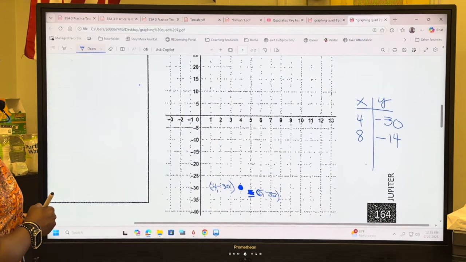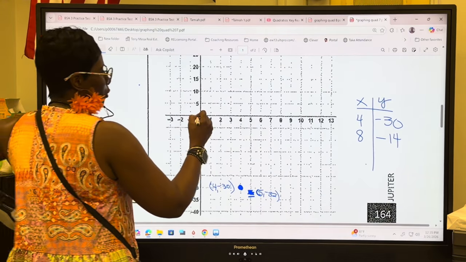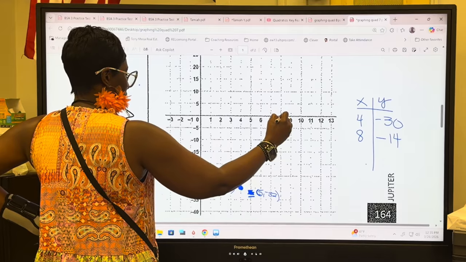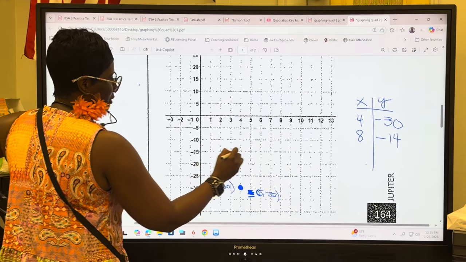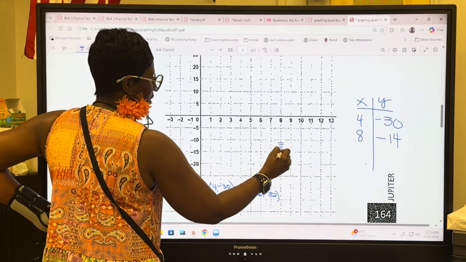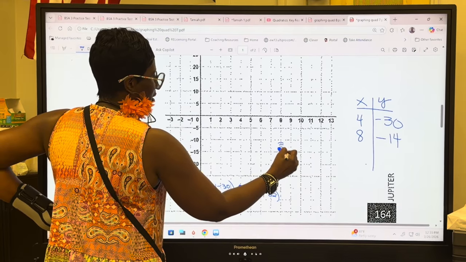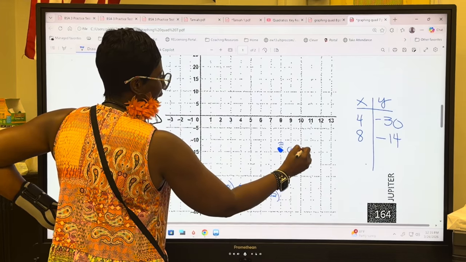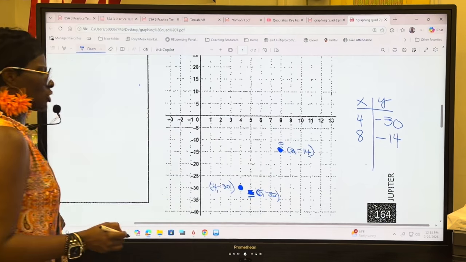(8, -14). Where do I go? Right 8. Down 14. Where this is -15. So I'm going to be a little bit above that. I'm going to put a little point here. That's going to be (8, -14). And label your point so you can just see where you at.